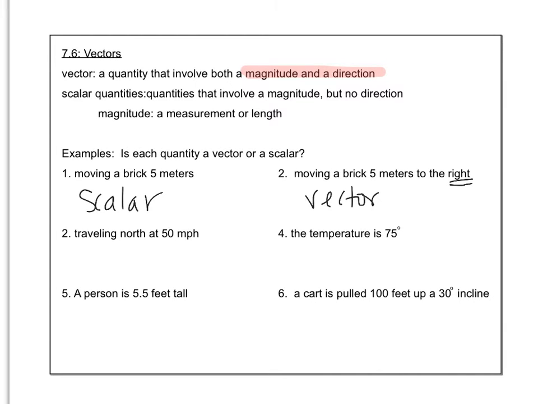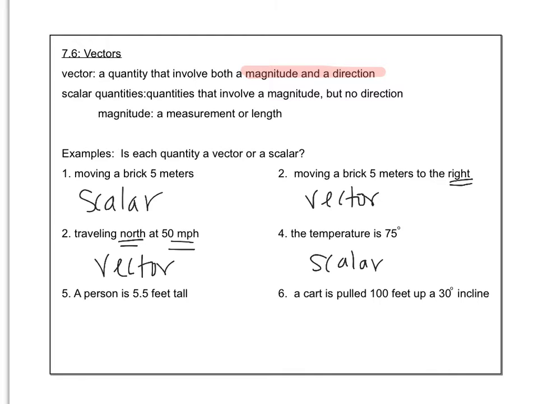Number 3, it says traveling north. That is a direction at a speed of 50 miles per hour. That is a magnitude, so this is considered a vector. Number 4 says the temperature is 75 degrees. That's just a measurement. It does not have a direction, so this is a scalar value. And take a minute with 5 and 6. See if you can figure out what those are. If you want, pause the video for a second and then test yourself.